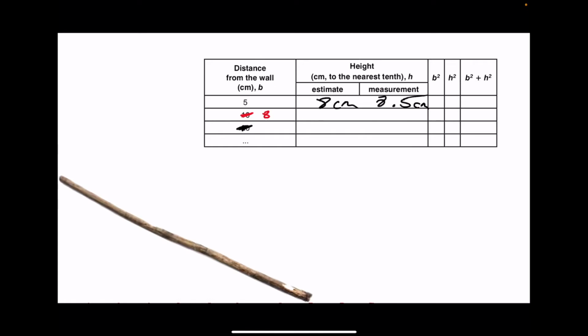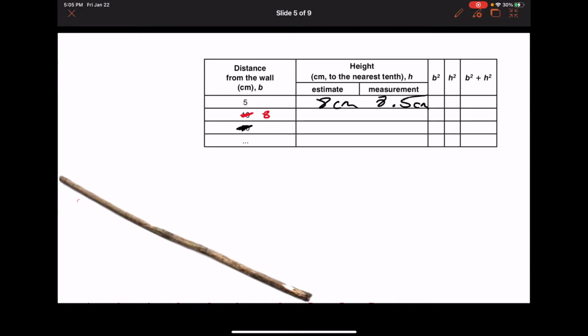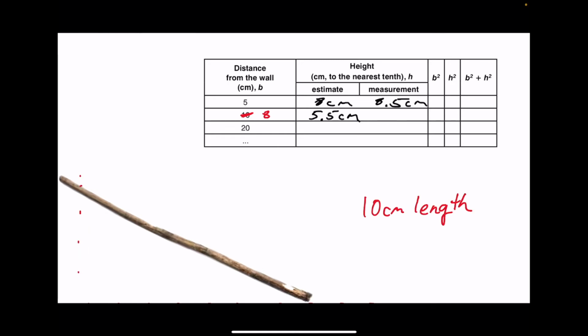Now I pull the bottom out about 8 centimeters away from the wall, and I want to know what that height is here. I'm going to take a guess, so it's about 5.5 centimeters long. And then when I actually measure it, it is about 5.5 centimeters long.